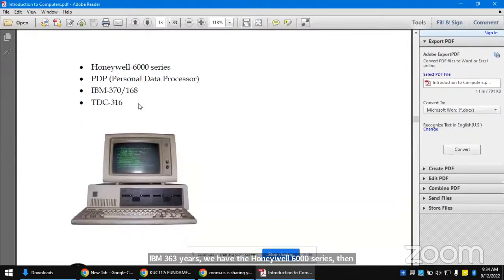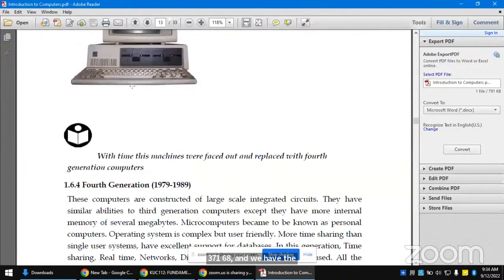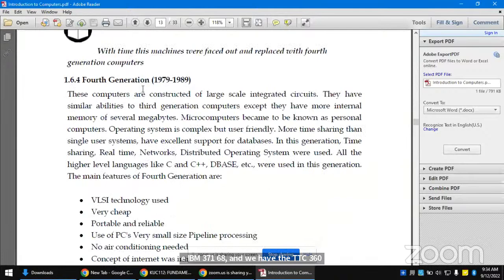We have the IBM 370/168 and the TDC 360. Very important for you to look at that. So with time, these machines were phased out and replaced with the fourth generation computers.